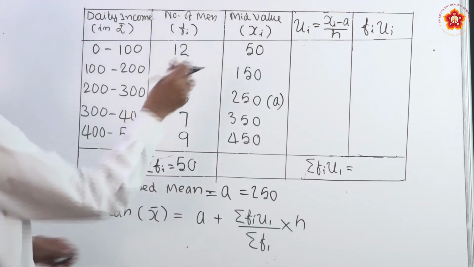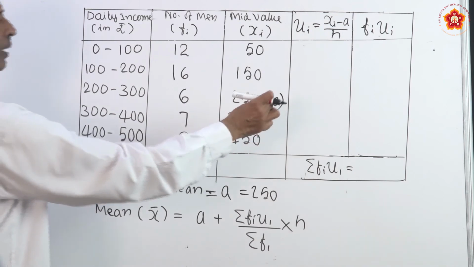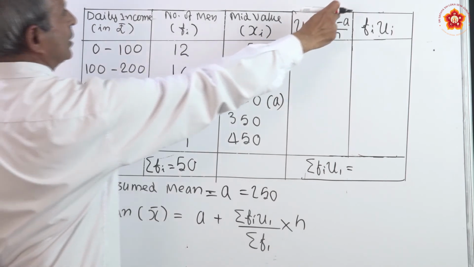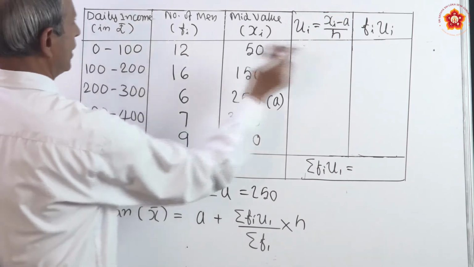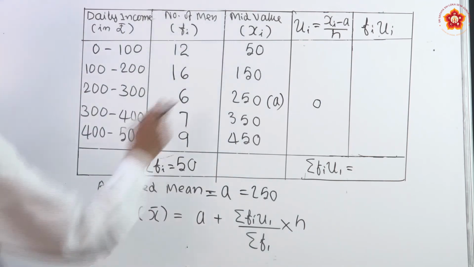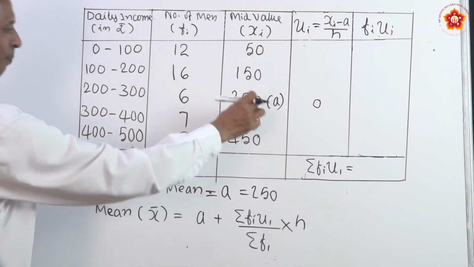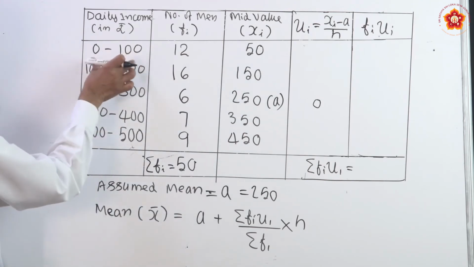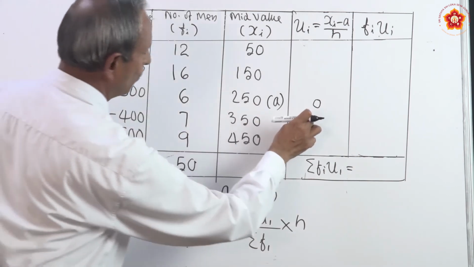Now you have to find the deviation using that formula. Here 250 is there, you have to subtract 250 from 250, you will get 0. Then 0 by h, h is nothing but the size of the class. If you divide, you will get 0 only. Once again observe here, xi minus a: first you have to do xi minus a. xi is 250, a is also 250, 250 minus 250 is 0. Here h value is 100, each size of the class is 100. Divide by 100, 0 by 100 is nothing but 0.